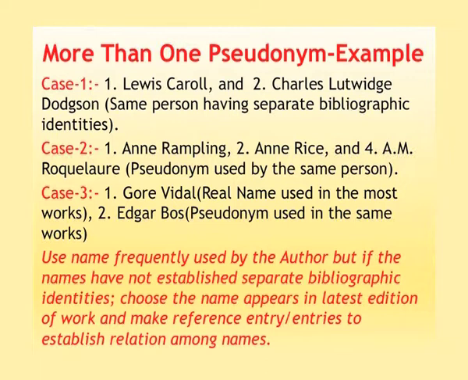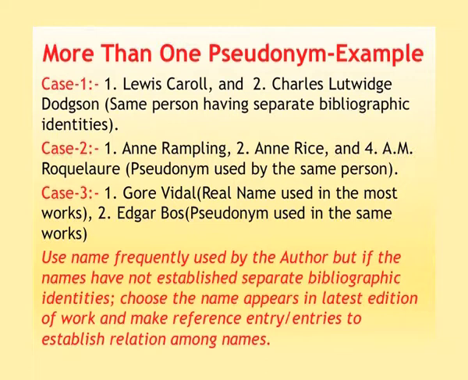Another case: Anne Rampling, Anne Rice and A.M. Rackwiller are pseudonyms used by the same person. Here three pseudonyms have been used by one person. Then case 3.